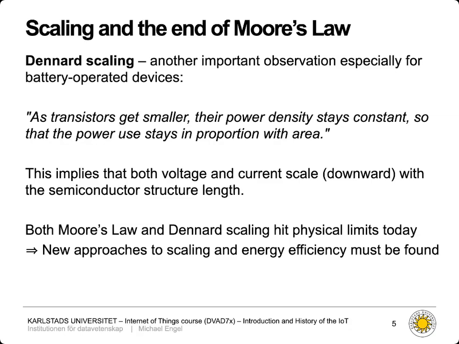So we cannot put more transistors on chip, and even if we made them smaller, we would not be able to save energy again by making them smaller. So in turn, we need new approaches to scaling and energy efficiency if we want to make these chips even more complex than they are today. But nevertheless, with the technology available today, we can already build very, very efficient, small, and still powerful embedded devices as the basis of IoT applications.